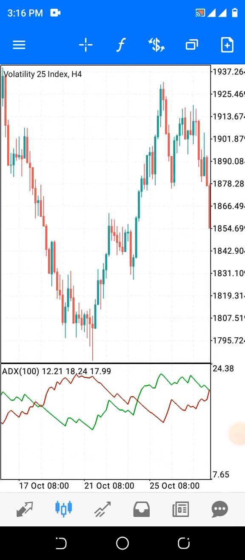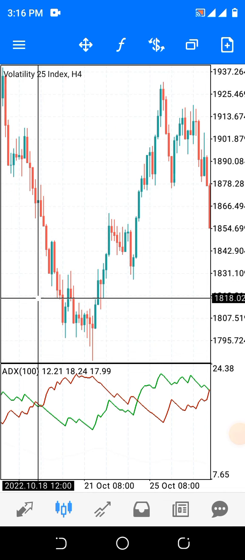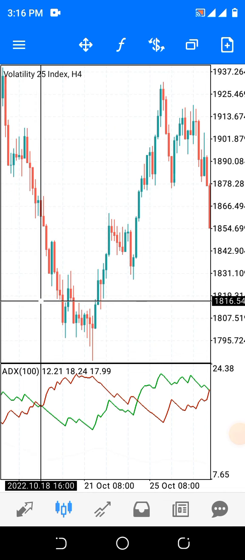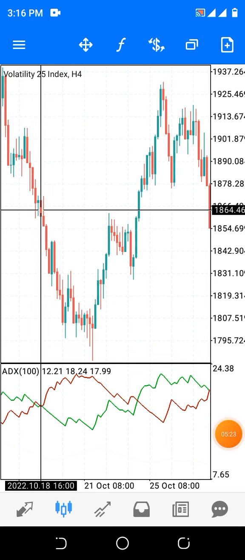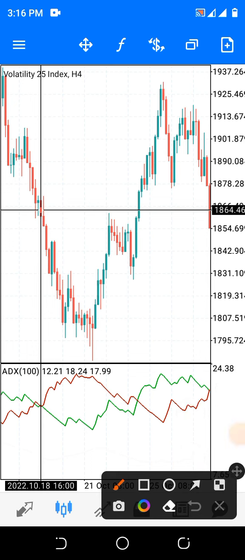Now watch here, there is another crossing here. Look here, the red line of ADX crosses the green line of ADX, which is a clear sell signal. So I want you to make your sell entry from the point where the crossing occurs. This is where the crossing occurs. So I want you to make your sell entry here, and this is profit for you. Do you understand? So we proceed.